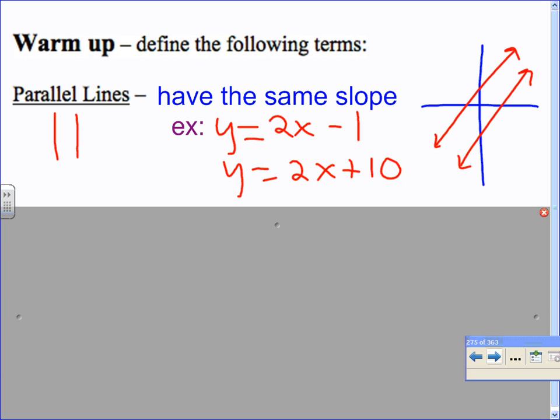Yeah, they're going to be like this. They're not going to be parallel. They're going to be the exact same. And that doesn't help us out with parallel lines. When you have examples of parallel lines, the slopes have to be the same.